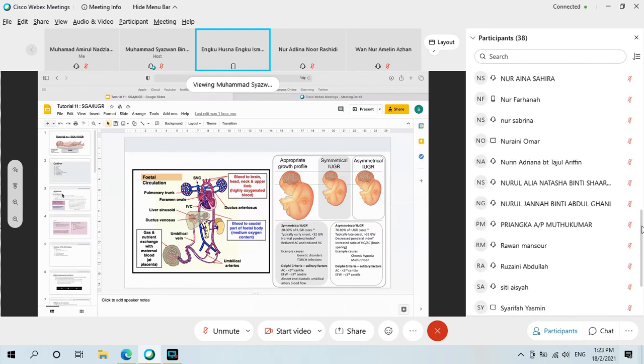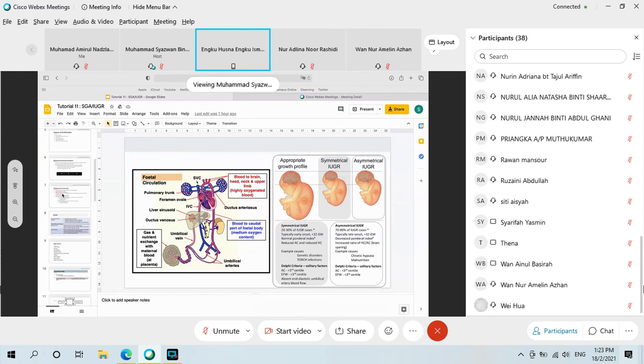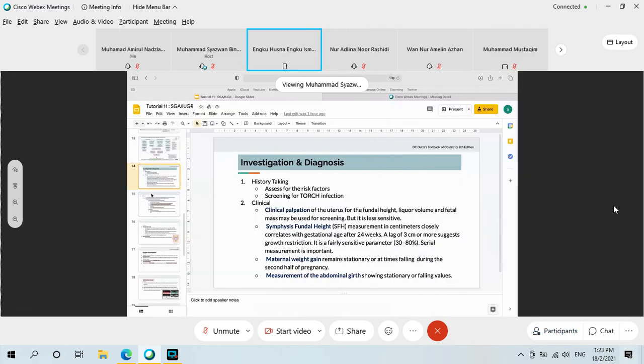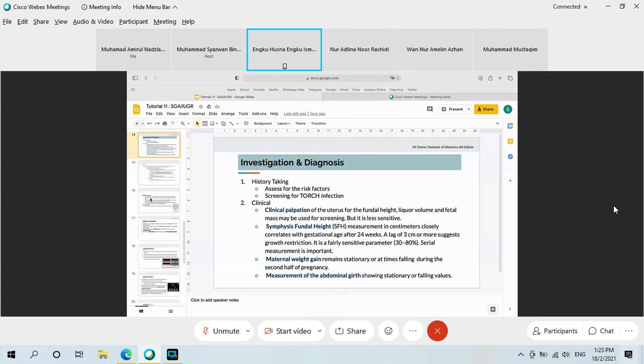Kan tadi ada nampak presenter cakap there are few methods to detect SGA kan, by satu clinical estimation, symphysis-fundal height, and then you have weight gain macam tu kan. Yang tu actually is a screening tool at the KK local clinic. Biasa staff nurse will measure the mother's fundal height every visit. So actually the first screening tool for the detection of SGA or IUGR is from the KK, staff nurse measuring the fundal height.